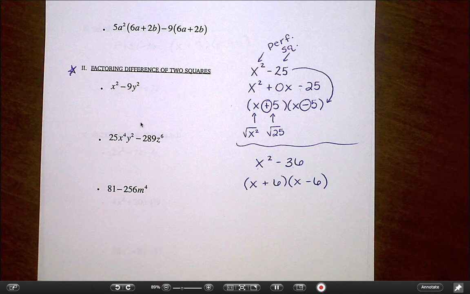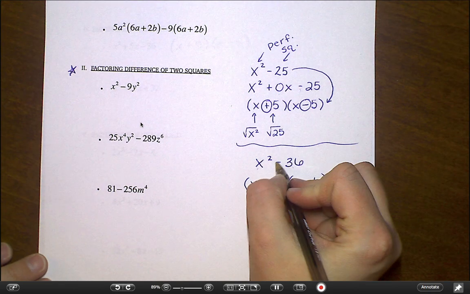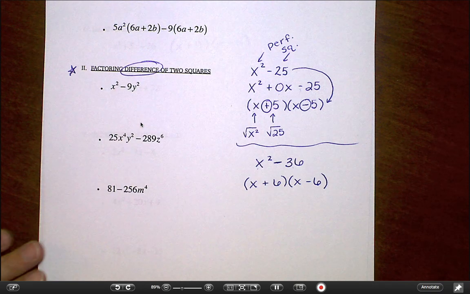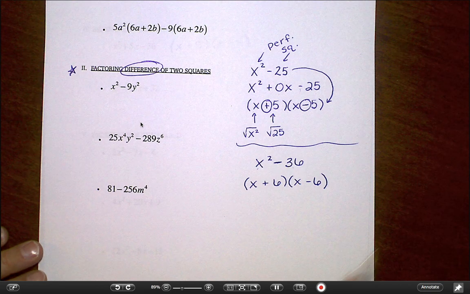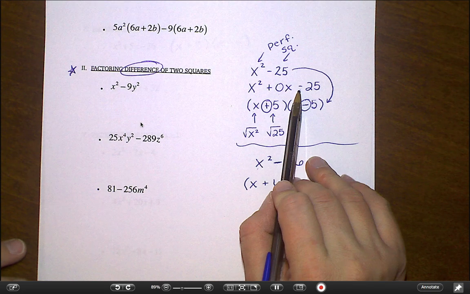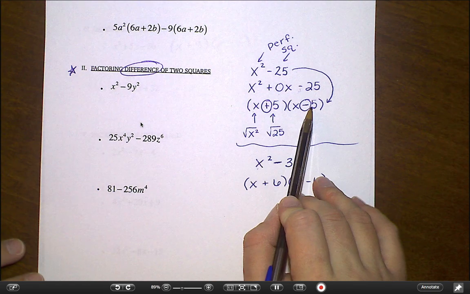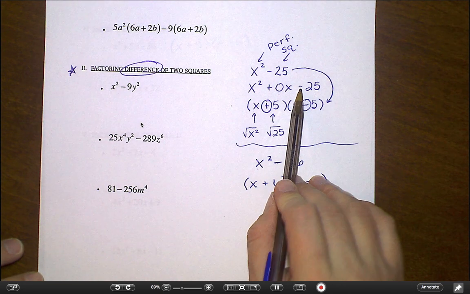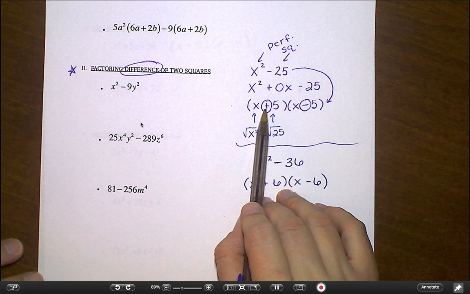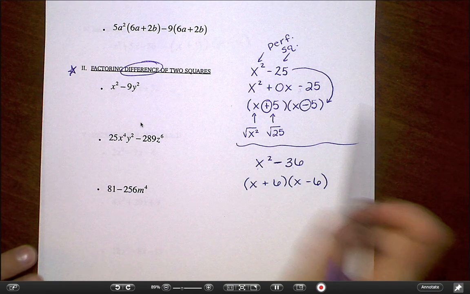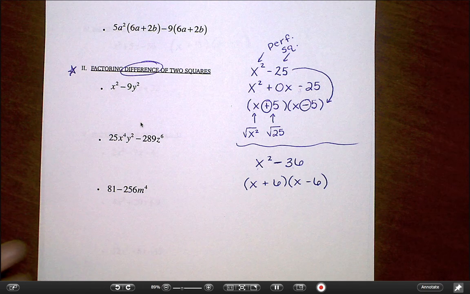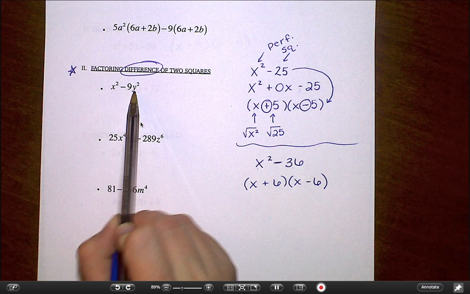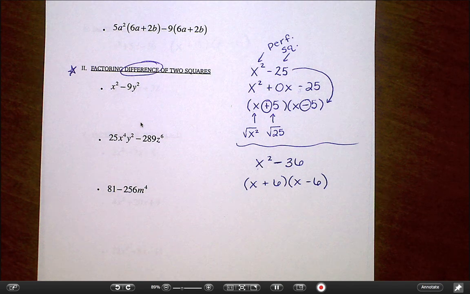Now, what I do want to point out is this only works when you've got subtraction in the middle, which is why it's called difference of two squares. Because that negative sign is what allowed us to have a positive 5 and a negative 5. If that was a positive 25 back here, then I would have either needed a plus plus or a minus minus, and neither one of those would have canceled out to make 0 in the middle. So this process only works when you've got perfect squares here and here, and when you've got subtraction in the middle. So you notice these all have subtraction.